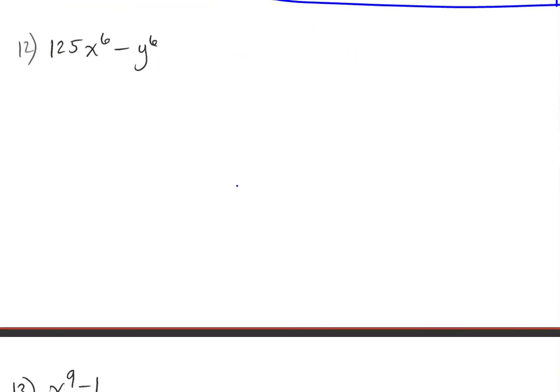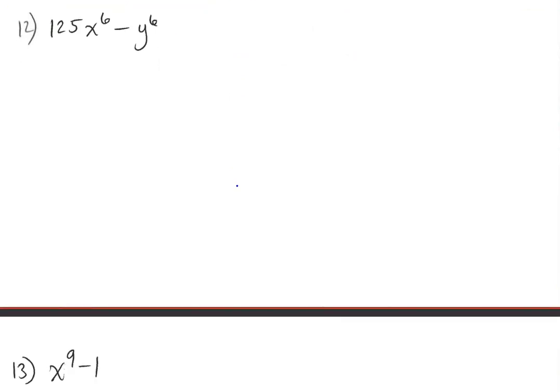This one begins as 125x to the 6th minus y to the 6th. Well, again, by now you know, go to the top of the list every time. There's no greatest common factor to take out here. Fine. We consider the number of terms, which is 2, fine. We have a difference between the two terms, okay, that narrows it down to either a difference of squares or a difference of cubes. In this case, let's go ahead and try, sometimes you're not sure if it's going to match one of those or not with a power like 6, because that's a multiple of 2 and a multiple of 3, so that actually wouldn't give it away.